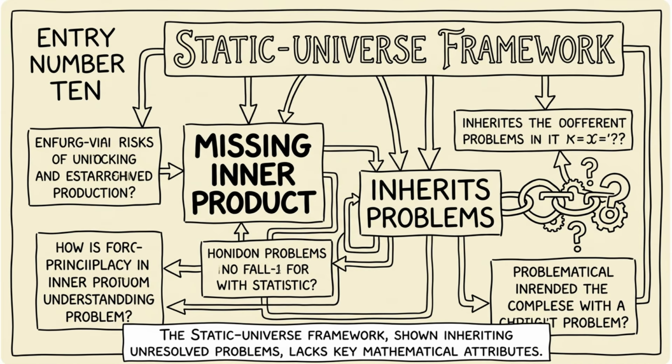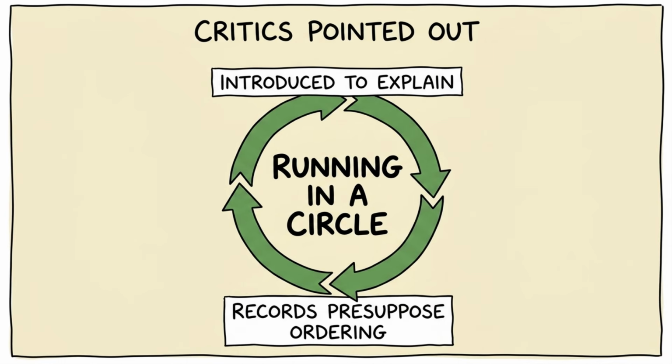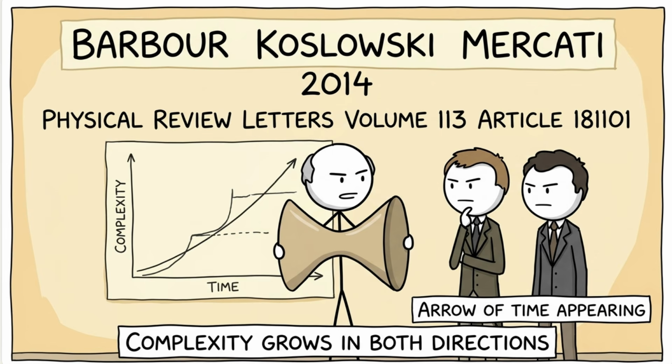The static universe framework he builds on inherits every unresolved problem from entry number 10, including the missing inner product. Critics have pointed out that records already presuppose the ordering they were introduced to explain, which risks running in a circle. And in 2014, in Physical Review Letters Volume 113, Article 181101, Barbour published with Tim Kozlowski and Flavio Mercati a result showing that a relational system of gravitating particles has a complexity that grows in both directions from a central state. An arrow of time appearing inside a framework built to have none.